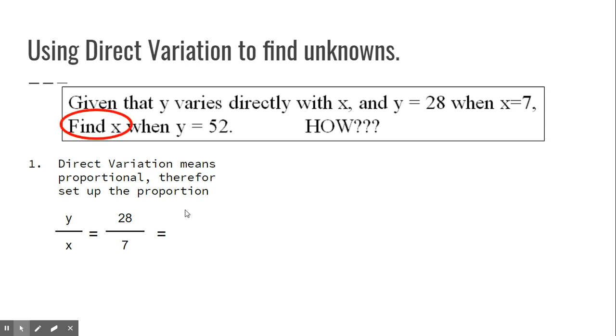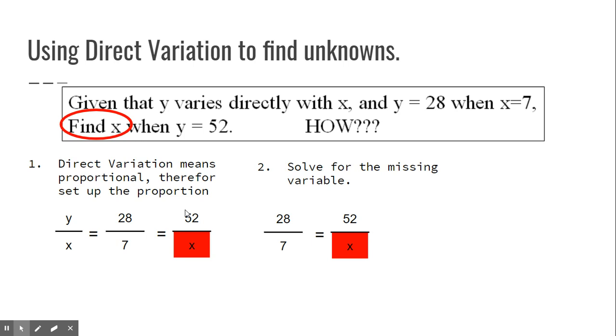So this says find x. I'm not going to know the denominator, but I do know to find x when y equals 52. So my numerator will be 52, and my denominator is what we're trying to find. We're trying to find the value of x. So we're going to solve for the missing variable, and you might ask, how am I going to do that? We've seen proportions like this in 7th grade, maybe even 6th grade, so we're going to follow the cross multiply and divide method.